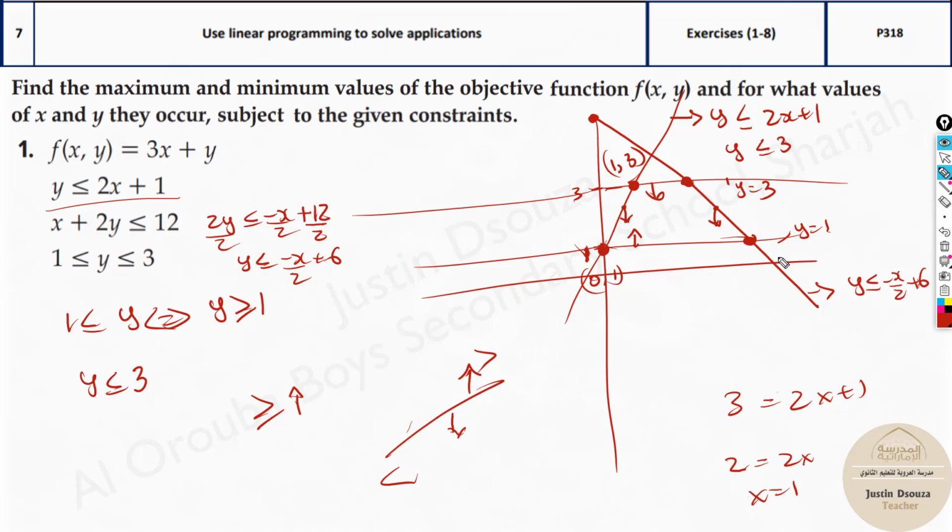Over here I will first substitute 3 and solve. Minus x by 2 plus 6. You can make this as equal to sign. 6 goes to the other side. I'll solve it over here. 6 when it moves to the other side will be minus 6 plus 3.